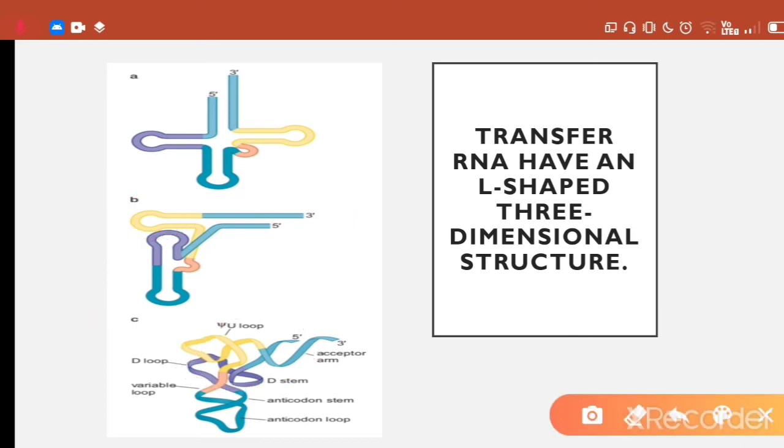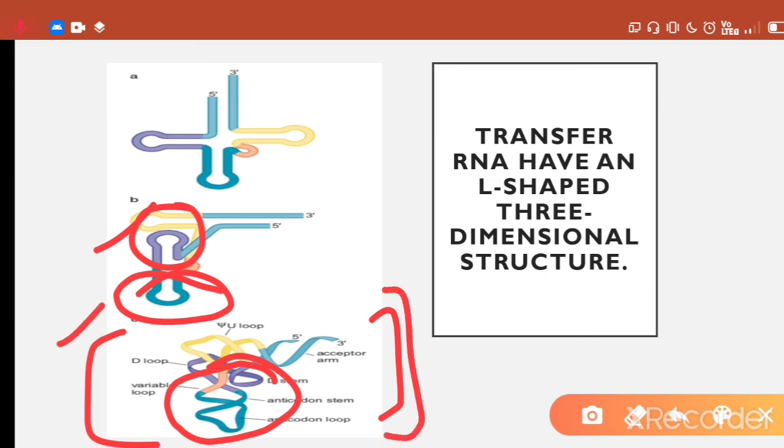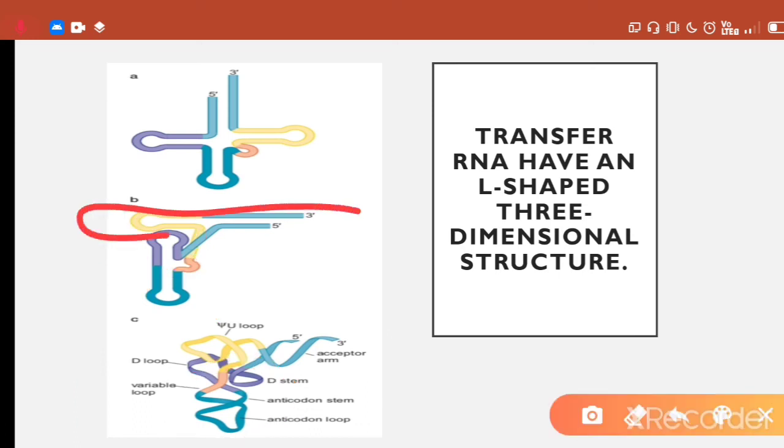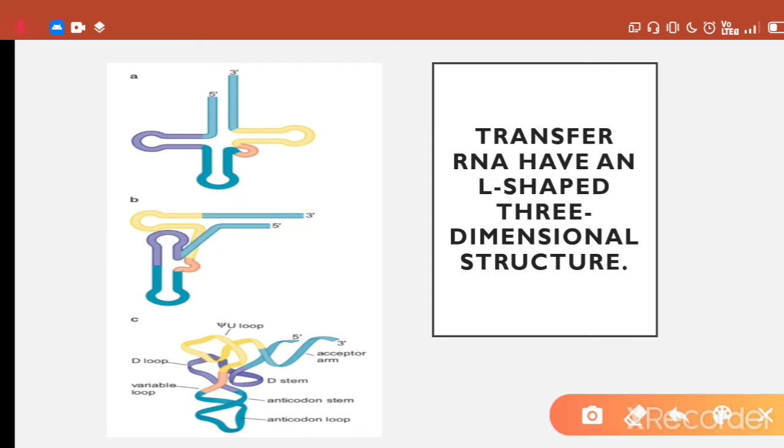Similarly, the anticodon loop that is shown in dark blue color and the stem of the D loop that is shown here form a second extended helix, as we can see here in this X-ray crystallography diagram. These two extended helices align at a right angle. As we can see, this formed a straight line and this also formed a straight line. So these align at a right angle.